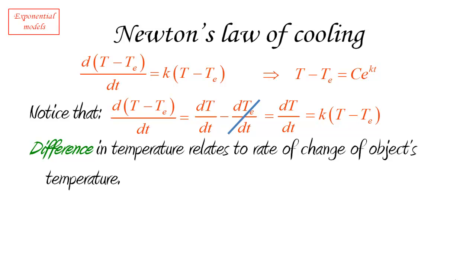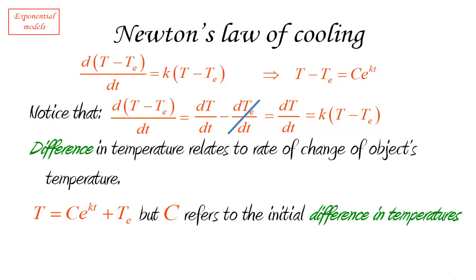Okay, so we're dealing with two different things. One is the temperature of the object, the other one is the difference between the temperature of that object and the environment. And we need to be careful in order to make sure that we use the proper piece of information and the proper interpretation for the differential equation to work and its solution to be usable. Okay? So for instance, when I look at the solution, we can write the solution as T, which is the temperature of the object, is equal to C e to the kt plus the temperature of the environment. But what is C? Remember, C comes from that original differential equation which deals with the difference in temperatures. That means that the C that we have in this particular model refers to the initial difference in temperatures, not the initial temperature of the object.